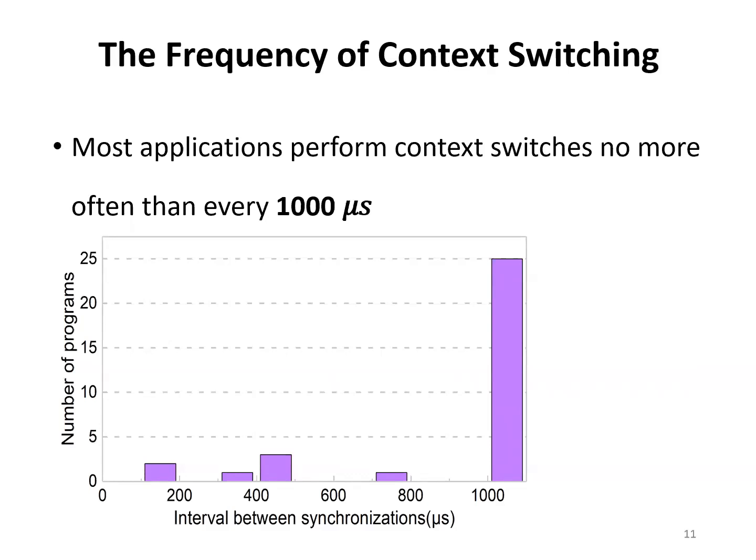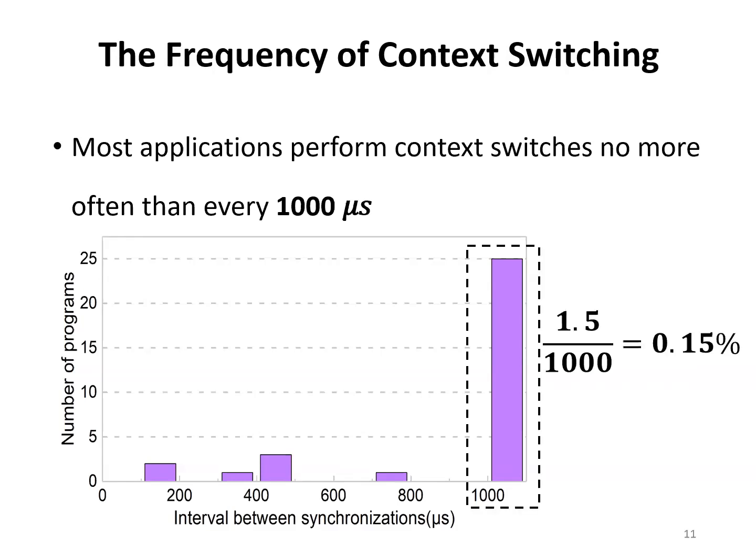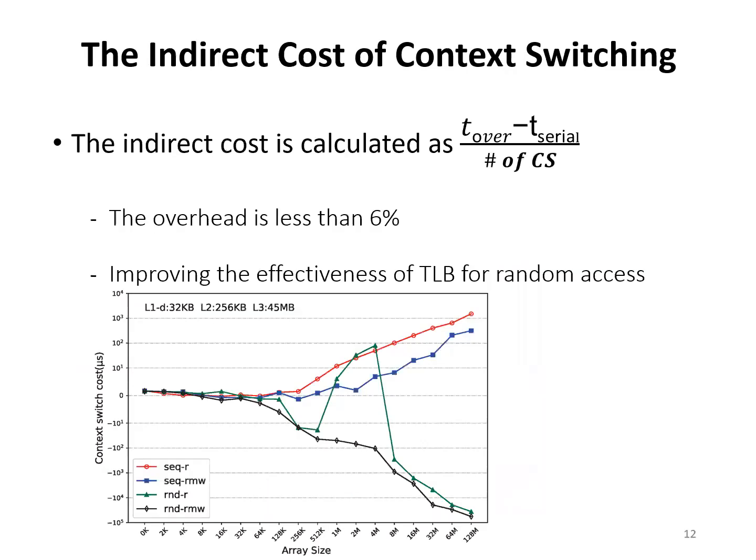As shown in the figure, most applications perform context switches no more often than every 1000 microseconds, resulting in a CS overhead of 0.15%. The most frequent context switch could occur in facesim, which has a synchronization interval of 160 microseconds. Nevertheless, the CS overhead is still less than 1%.